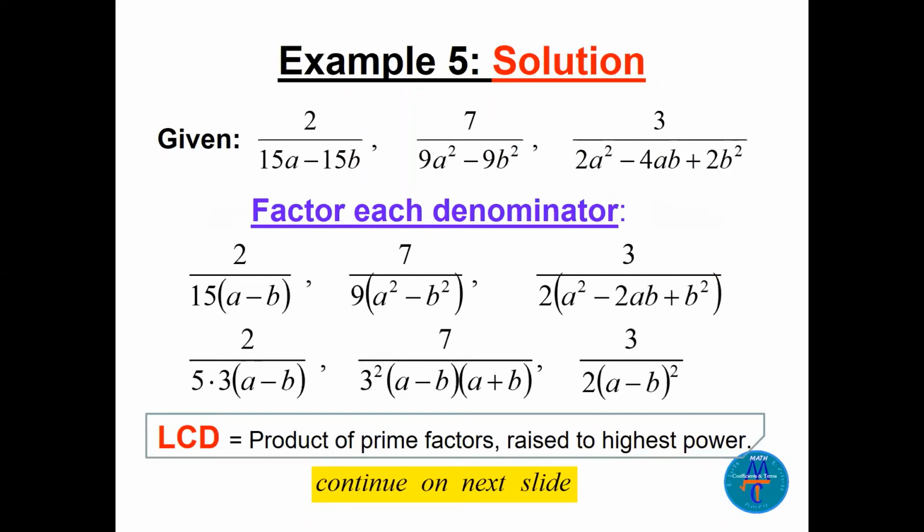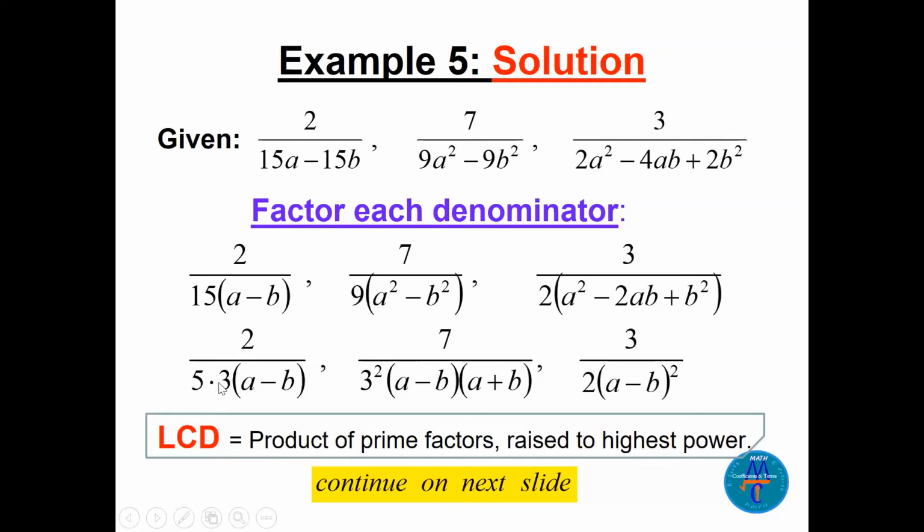Let's see this nice question. I explained that in 2 slides, actually, just to explain it in detail. That's the given. So what is the given? 3 rational expressions. Factor each denominator slowly and easily. 15, we take it out, a minus b. 9, we take it out, a squared minus b squared. 2, we take it out, a squared minus 2ab plus b squared. Now it looks very lengthy, it takes time, but this is the way to do it. You can do it faster when you are expert.